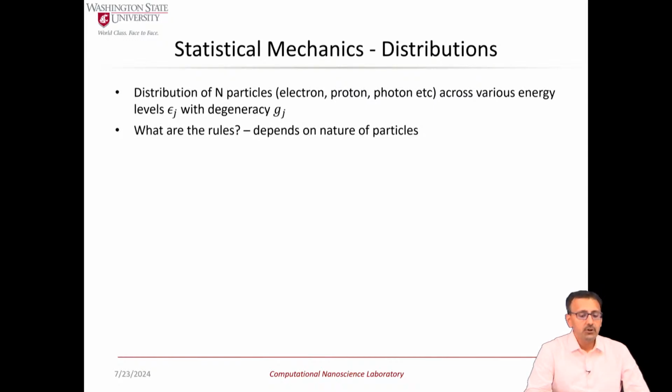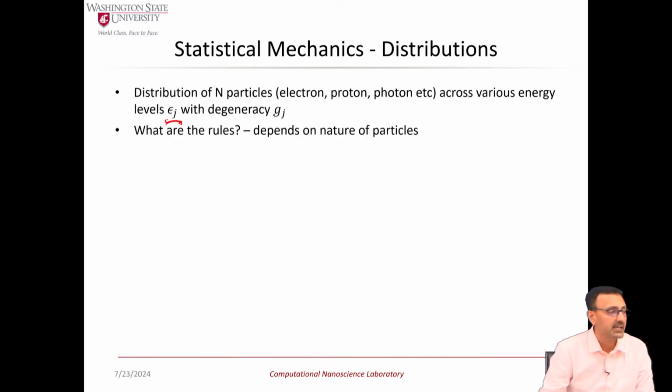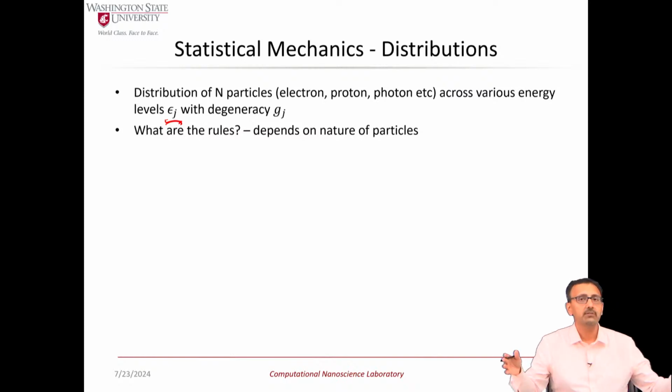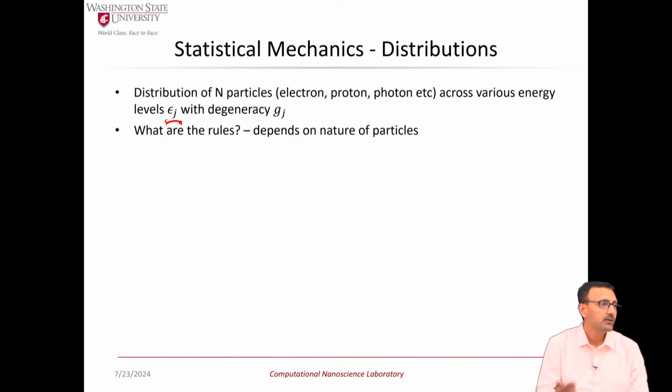Okay, so now that we know the different degrees of freedom, what is the principal problem that we try to solve in statistical mechanics? The problem is simple. You have n particles, those particles can be electrons, protons, photons, atoms, whatnot, and you want to distribute them in various energy levels. These energy levels are designated as epsilon_j, and j is just a subscript. j is a number, so there can be 1 million energy levels. In that case j is 1 to 1 million, or 100 different energy levels.